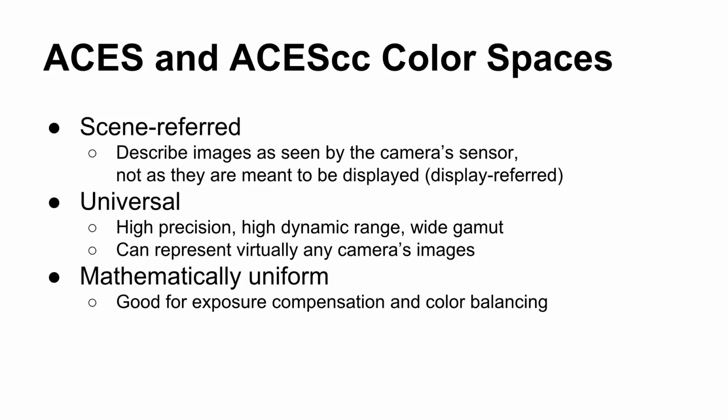ACES and ACEScc are scene-referred color spaces. That means they describe the images as seen by the camera's sensor. Most color spaces are display-referred, which means the signals are only meant to be sent to a display and not to be manipulated. ACES and ACEScc are universal color spaces. They can fully represent the image of almost any camera. And they're mathematically uniform color spaces, which make them very good for exposure compensation and color balancing.